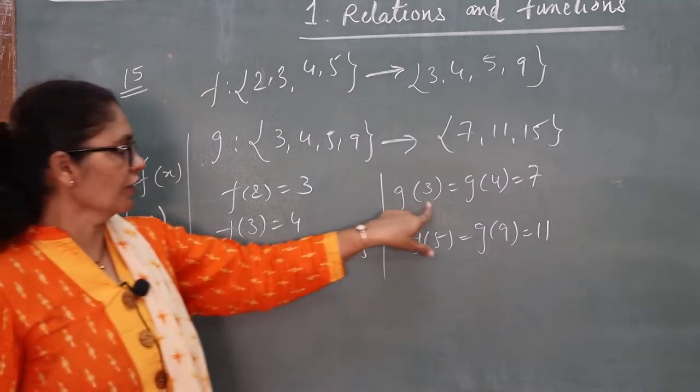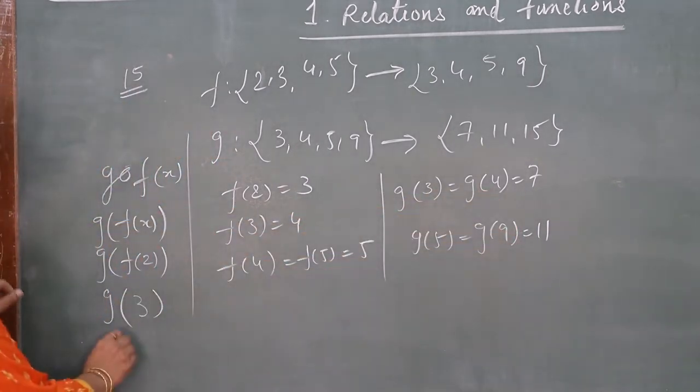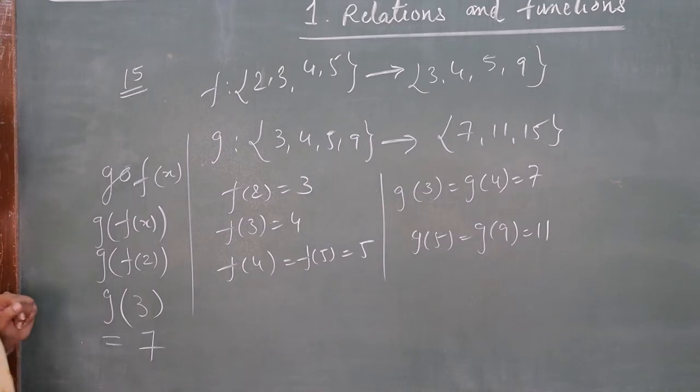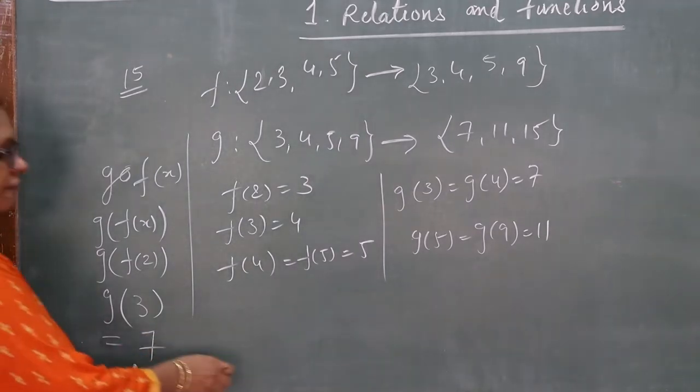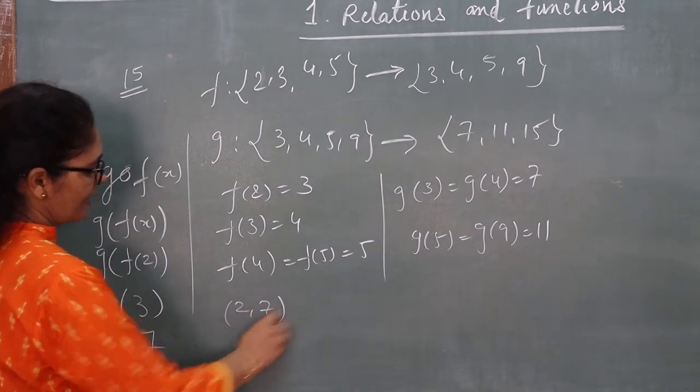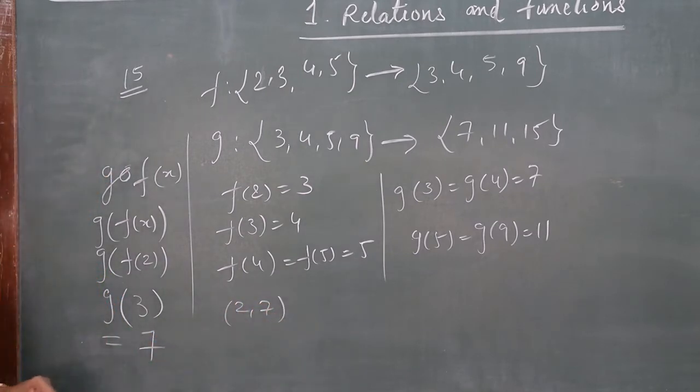Now check here, what is your g of 3? 7. So your answer for g of 3 is 7. So what you get as an ordered pair? First is 2, 7. That is your element for g over f.